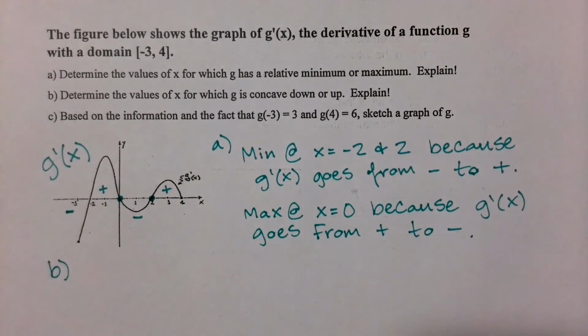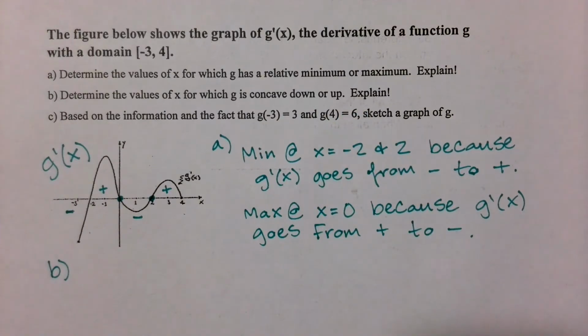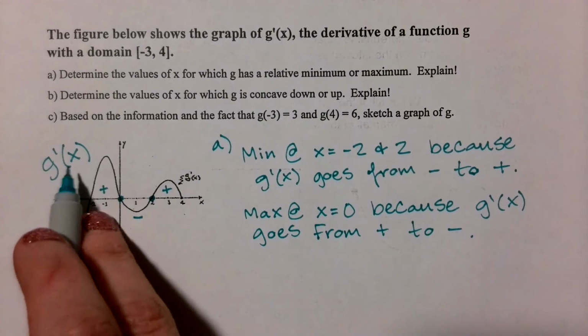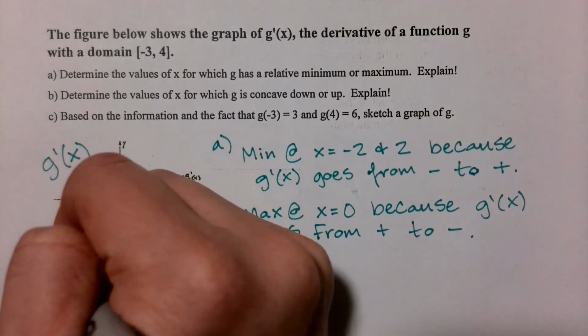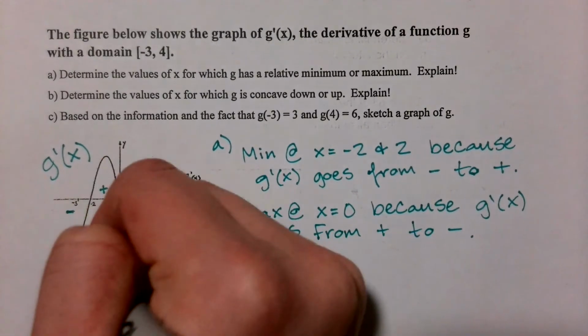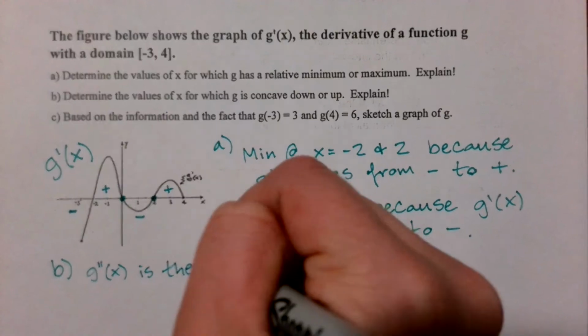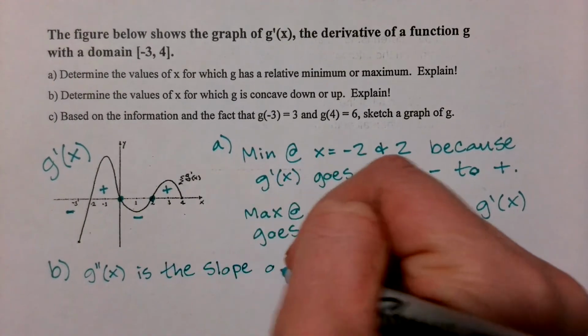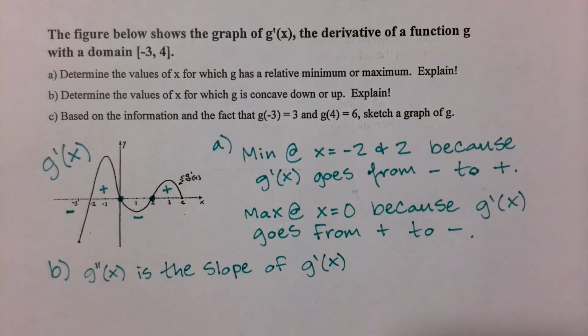So we're looking for where g is concave down or up. So that's what we've been talking about with g double prime. That tells us concavity and where we have those points of inflection. So since I have g prime, if I'm wanting to talk about g double prime, that is the slope of g prime. So you might want to note there that g double prime is the slope of g prime. And that's what tells us concavity.